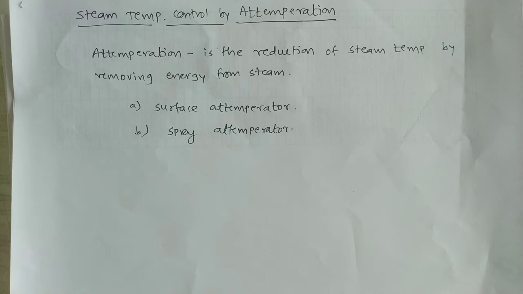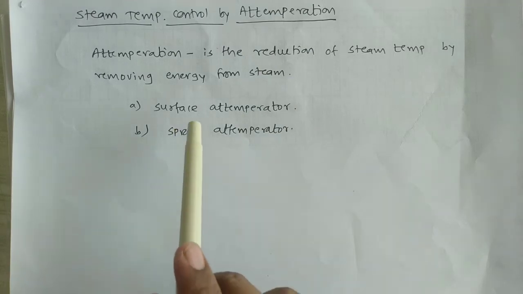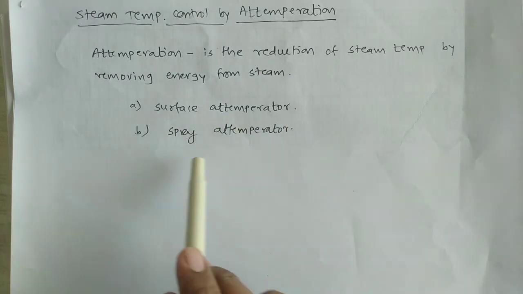So for that purpose, and again in some cases the failure of parts may occur, that's why steam temperature reduction is very important. So the method which is used to reduce the temperature is known as the attemperation method. It is done by two methods, that is surface attemperator and spray attemperator.